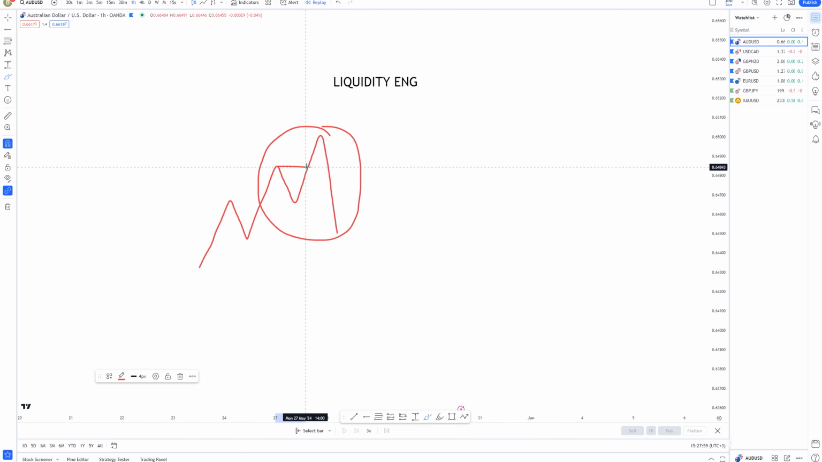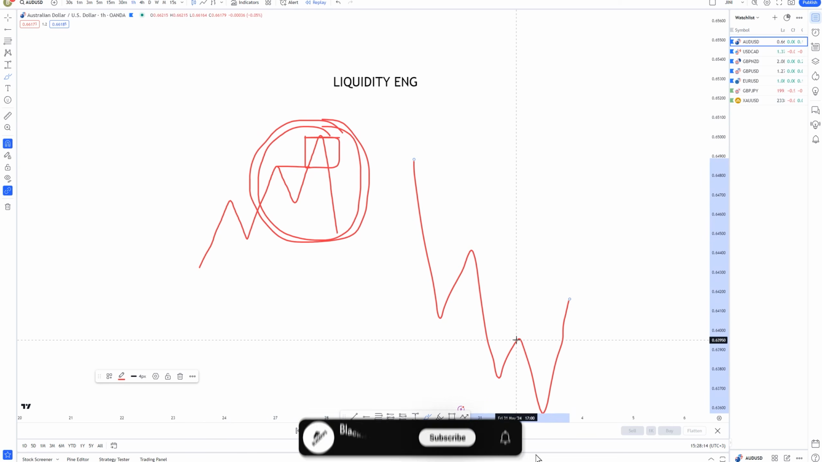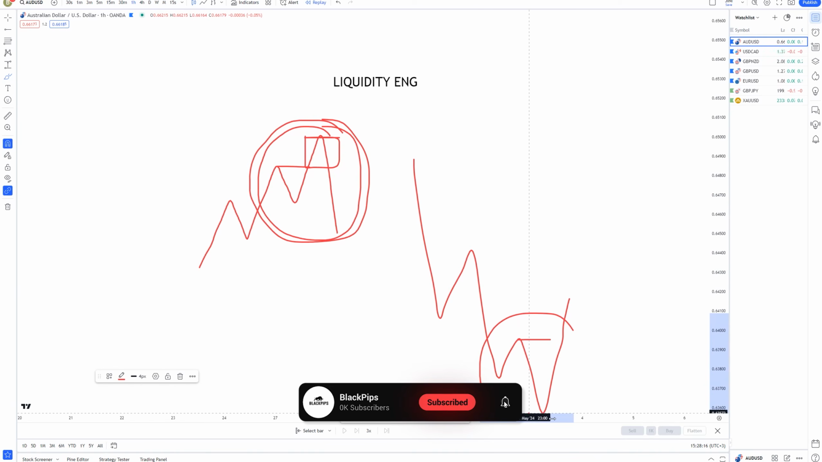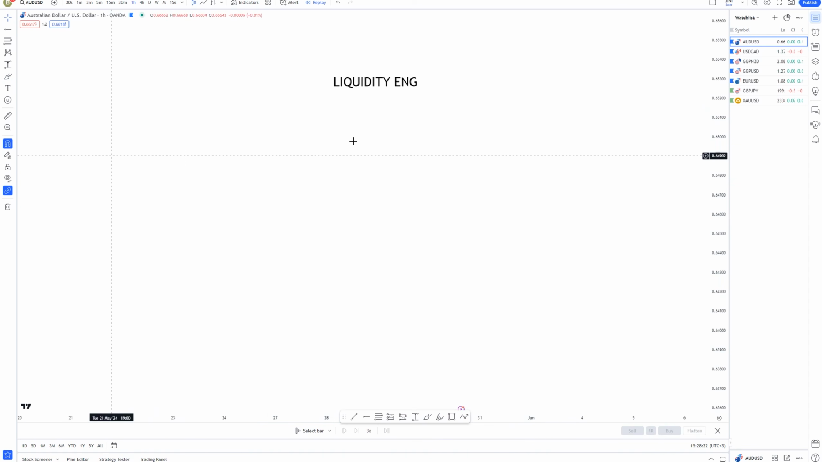This is the liquidity engineering, because the market took some orders of some traders from this point. So this is what we call liquidity engineering. But also in the downtrend, when the market created something like this, this is the liquidity engineering. So let's see how we can trade this liquidity engineering.